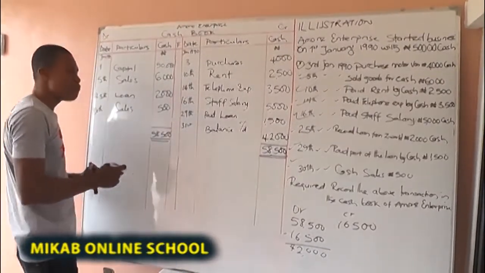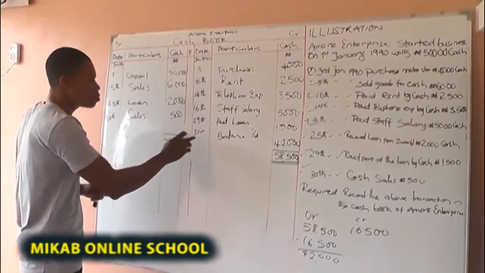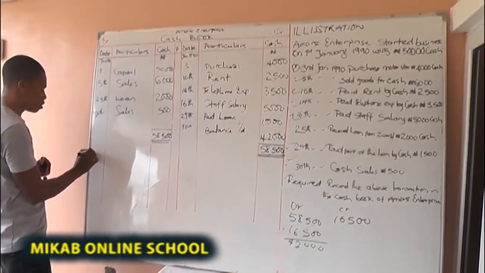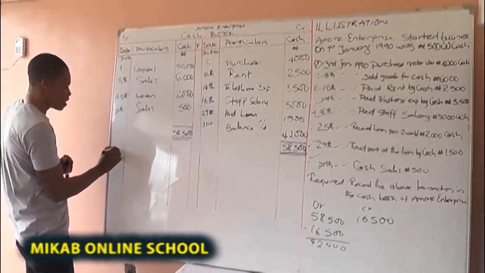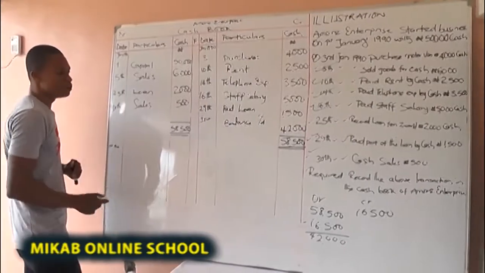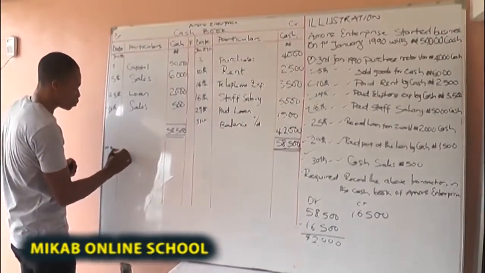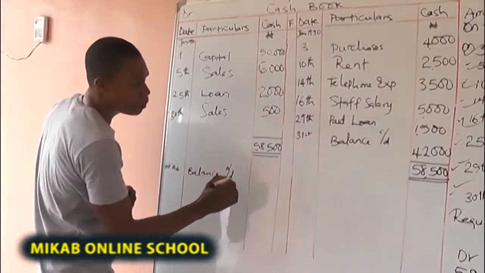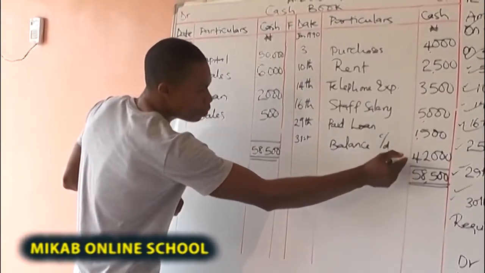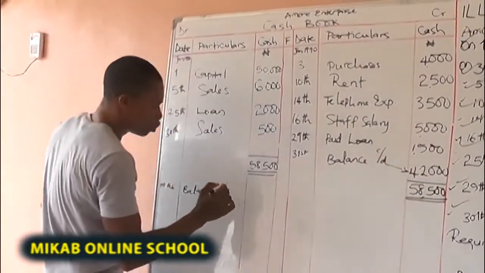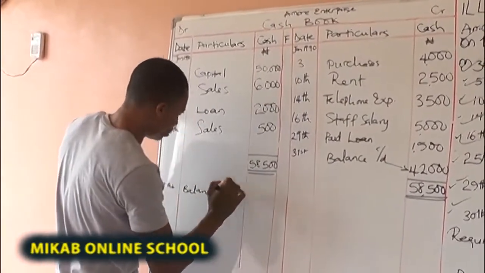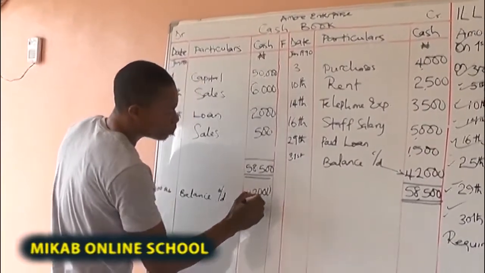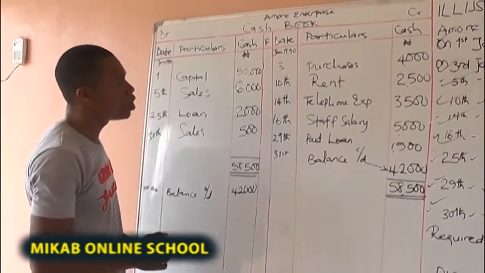Then if we are going to continue in the next month, which will follow January, on the 1st of February, this same balance is what the business will continue with. We say balance brought down. What value? The same value with which you carried down here will also be brought down here as 42,000 naira. So this is the solution to this question.